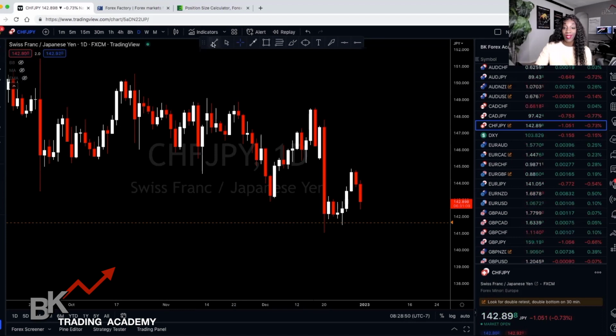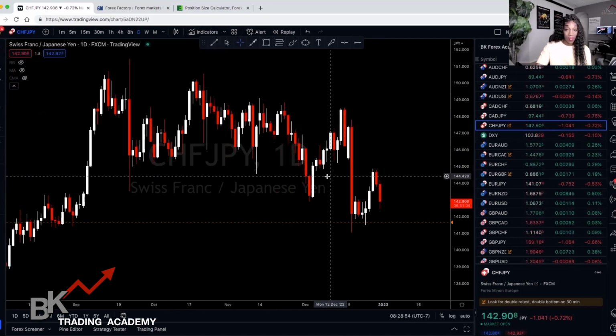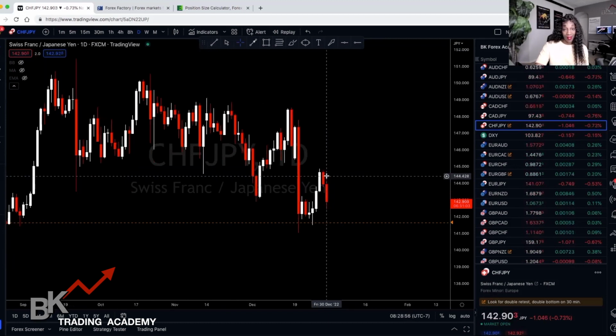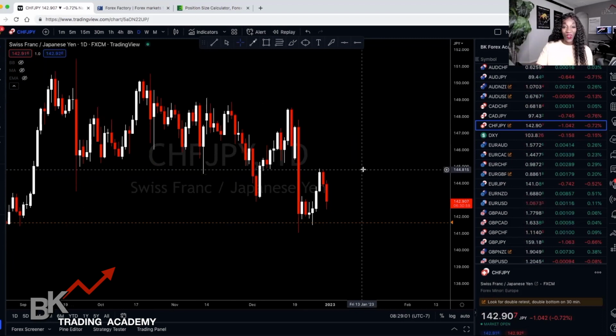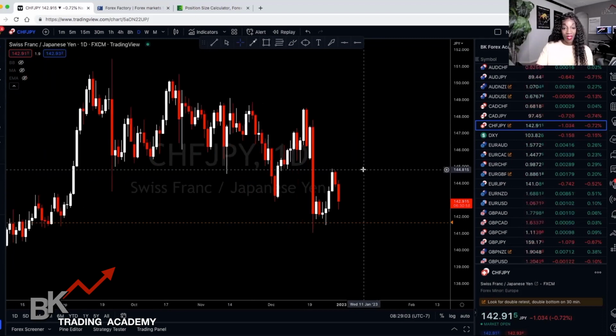For example, you're going to look at the daily time frame. And if I simply were to look at CHFJPY, I'm simply going to ask myself, what trend is this in? Is it upward? Is it downward? Or is it sideways? Those are the only 3 options, right? That's how the market moves.